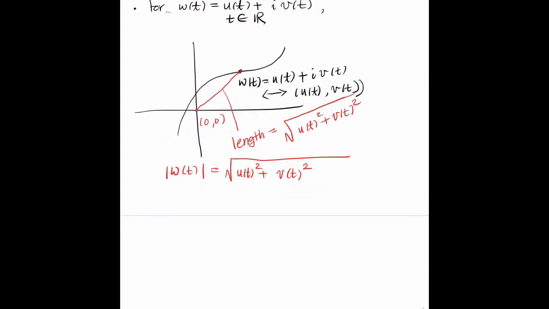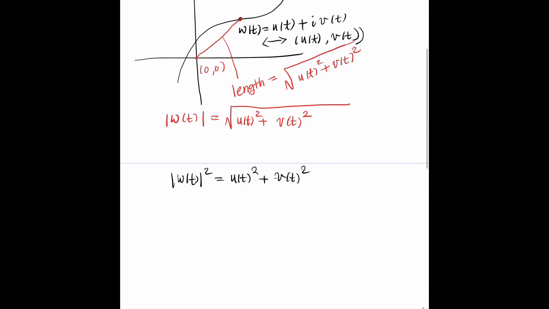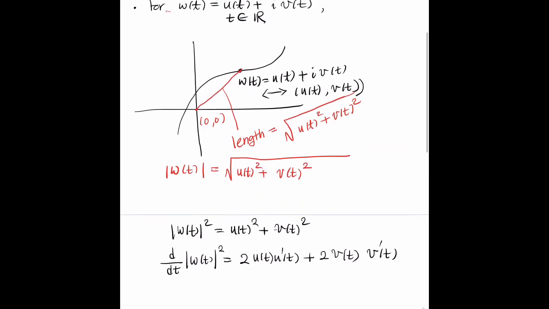From here, you can compute the modulus of w(t) squared. That would be u(t) squared plus v(t) squared, and then you can differentiate this function with respect to t. So we get 2 times u(t) u prime t plus 2 times v(t) v prime t. So we end up getting this one. This is one of our properties.